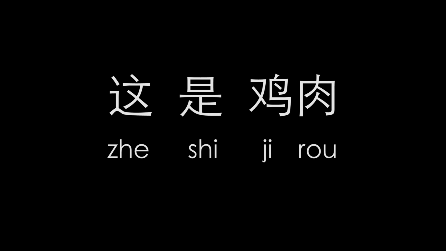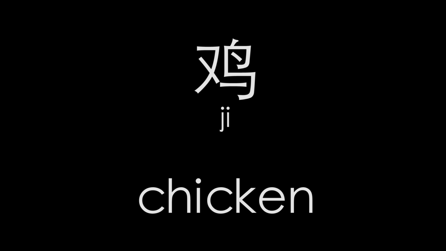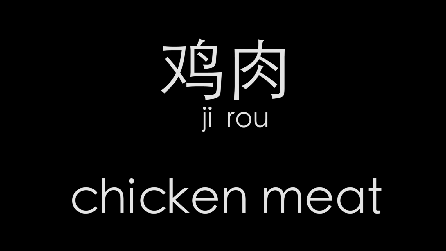这是鸡肉。Wawa replies, 这是鸡肉. This is 鸡 meat. 鸡, that's a chicken. So, 鸡肉, that is chicken meat.